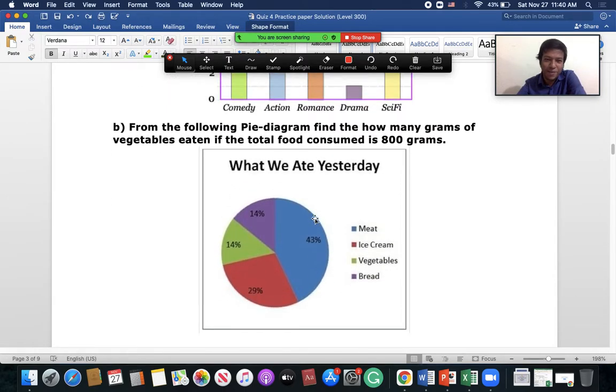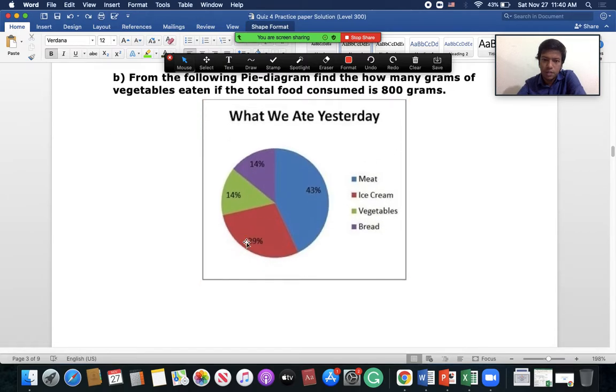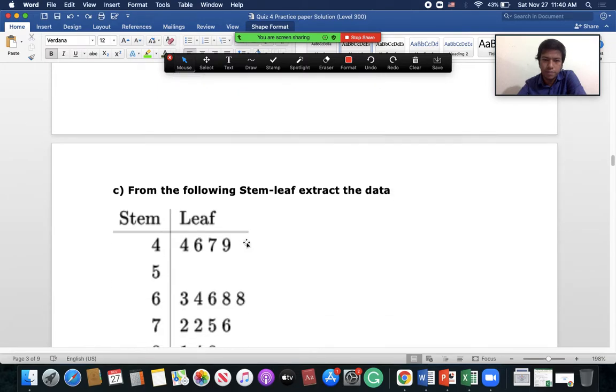So from the following pie diagram, find how many grams of vegetables are eaten if the total amount of food consumed is 800 grams. So vegetable is this green color. This is light green actually. So 14%. That means 100% equals 800 and 14% equals what? Then we can find out the solution.